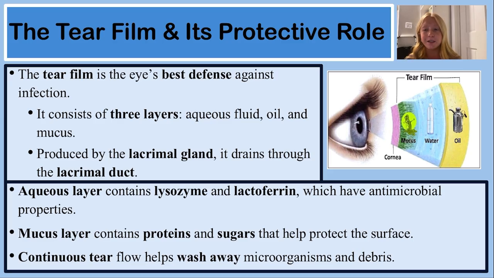So we're going to talk about the aqueous layer. This layer is full of substances that fight microbes like lysozyme, which breaks down bacterial cell walls like we talked about, and lactoferrin, which binds to iron and limits microbial growth. And then we have the mucus layer. This helps trap debris and pathogens. And then the oil layer keeps the tears from evaporating too quickly. I think this is also called the lipid layer sometimes. So the constant movement of tears across the eye surfaces flushes away potential pathogens.